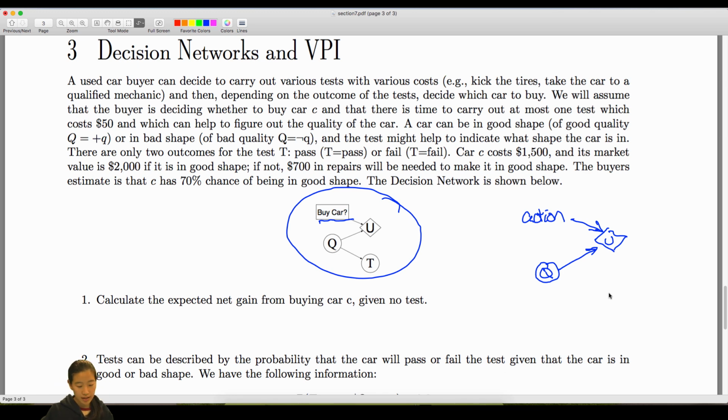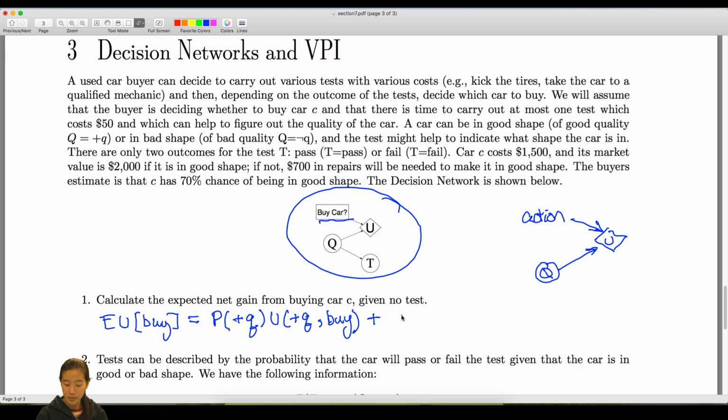If we want to calculate this, I'm going to denote the expected utility of the action buy. This is going to equal, just like regular expected utility, the probability of something occurring, which is Q, the probability that the quality is good, multiplied by the utility of it being good. Since we're only given one action, it's going to be buy. And then we add the probability that it is not good, times the utility that it is not good, such that we buy it. So there's only these two. This is as you would normally calculate an expected utility.